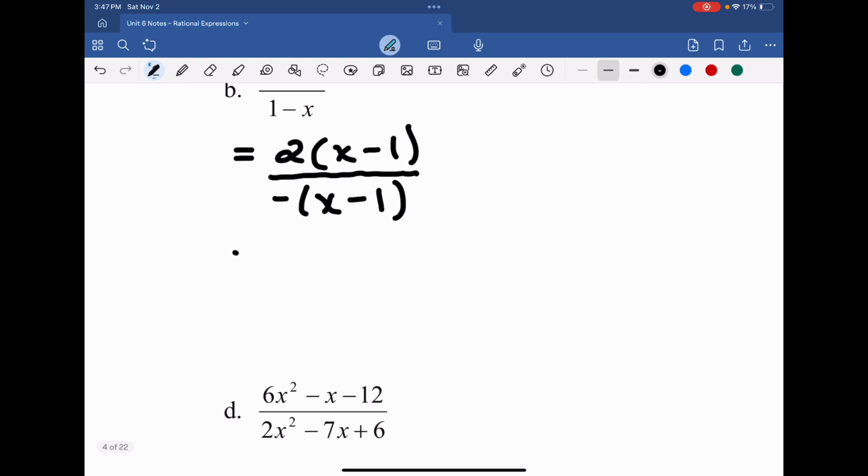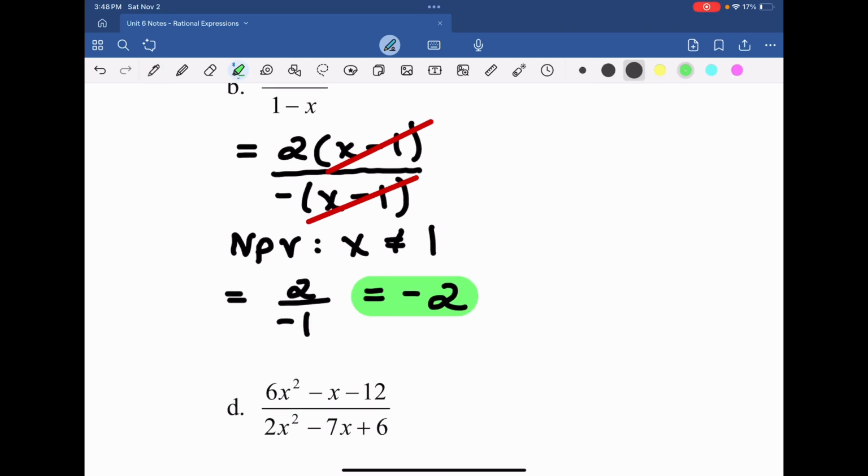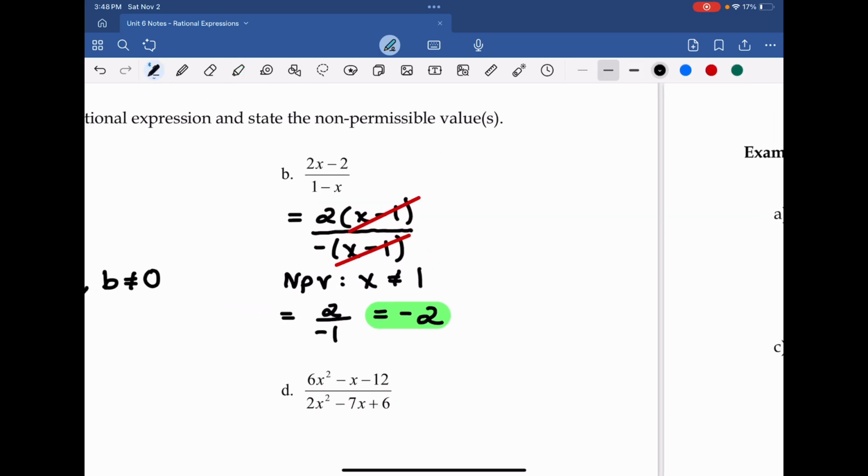Now what I'm going to do is state my NPVs. So I'm going to go NPV, x cannot equal the opposite of the interior bracket, which is x cannot equal 1. From here, I can then do my cancellations and go, well, if there's an x minus 1 and an x minus 1, now I can state this is equal to, in my final answer, 2 over negative 1, which is just another way of saying negative 2 is the solution. Perfect. But remember, before we do cancellations, make sure that you are accounting for the NPV.